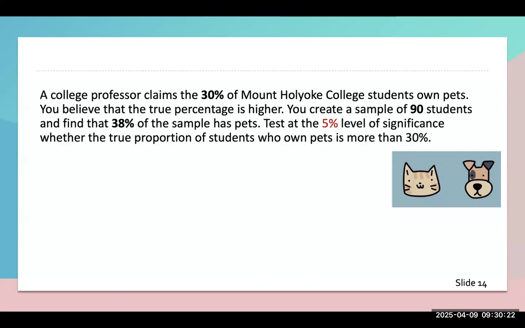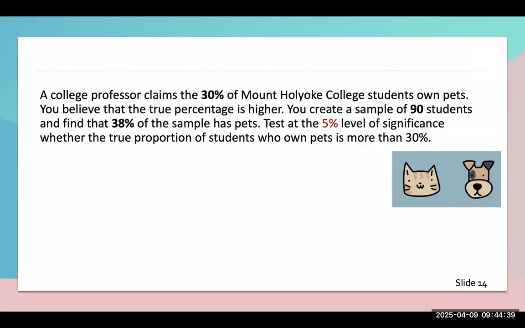So a college professor claims that 30% of Mount Holyoke College students own pets. You believe that the true percentage is higher. You create a sample of 90 students and find that 38% of the sample has pets. Test at the 5% level of significance whether the true proportion of students who own pets is more than 30%.